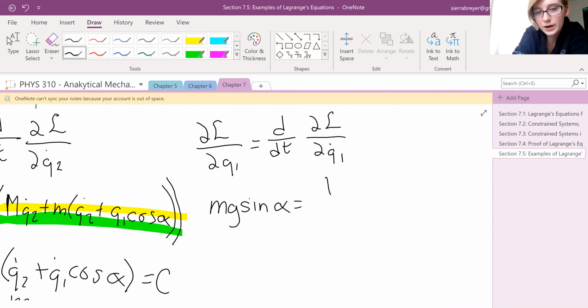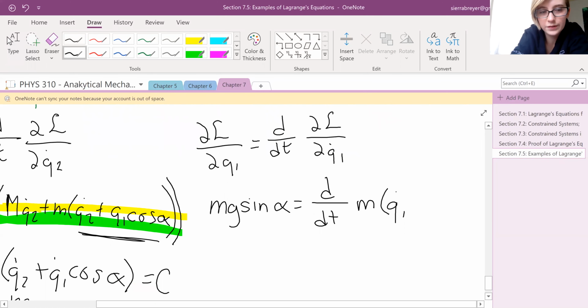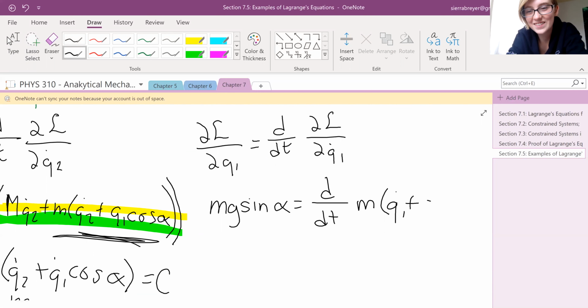And then we're going to be left with the time derivative of something that looks very similar to the second part of this part right here. I don't want to say it out loud. It's going to be confusing.